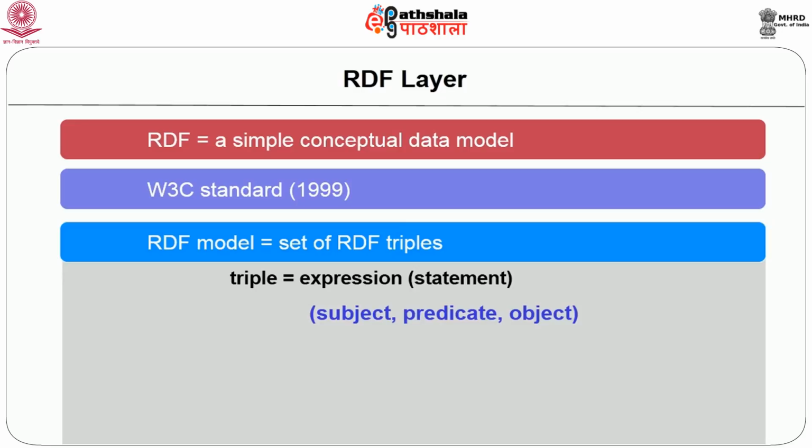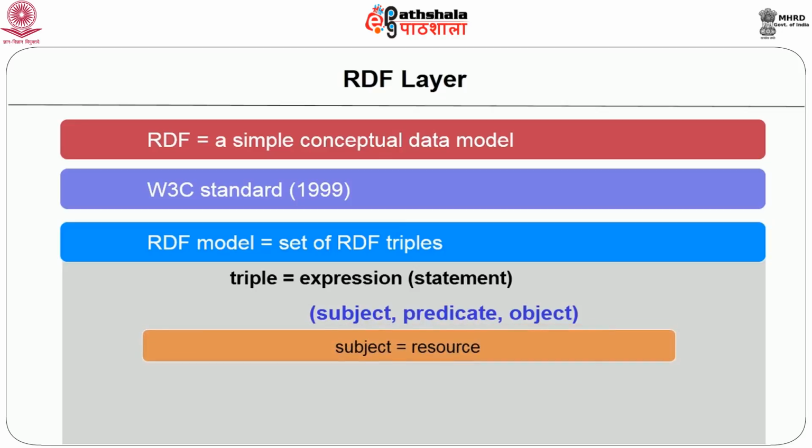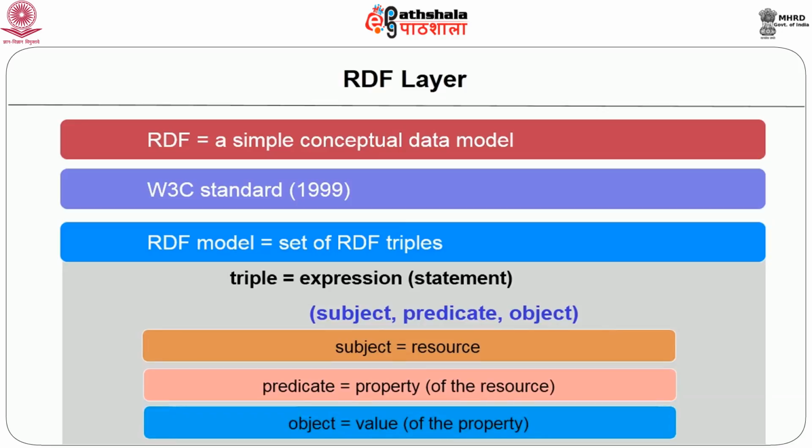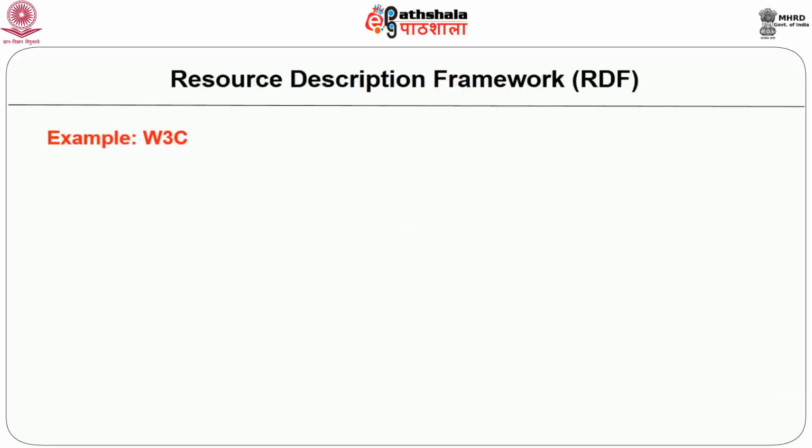Now this triple is an expression or a statement. So what we have to do: in the subject, we will define the resource. In the predicate, we will tell the property, and in the object we will define the value of that property. And that is how the RDF is prepared. We will see some examples now of how triples work. And I am taking an example from W3C itself.